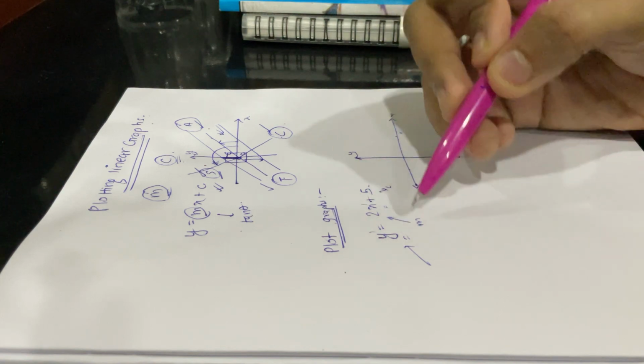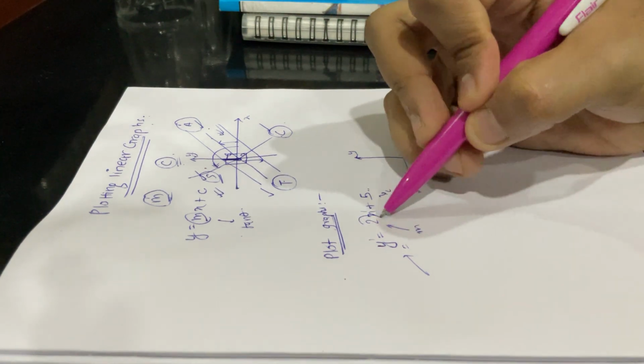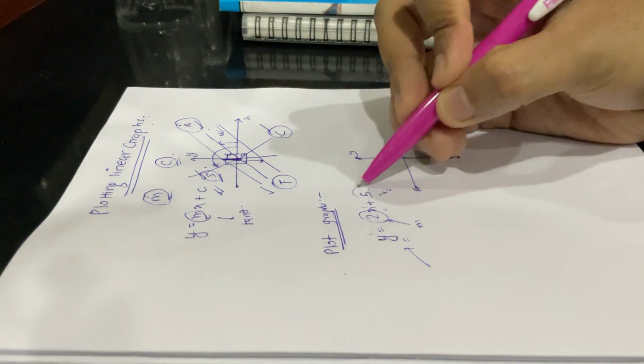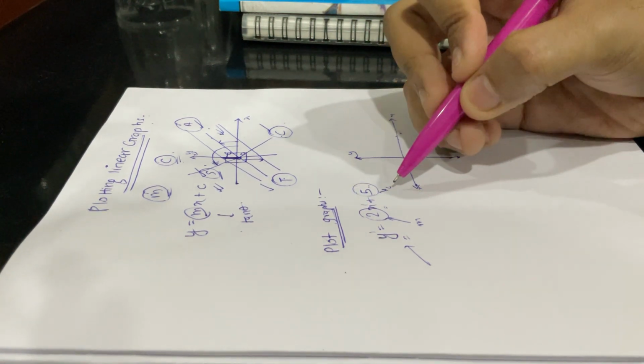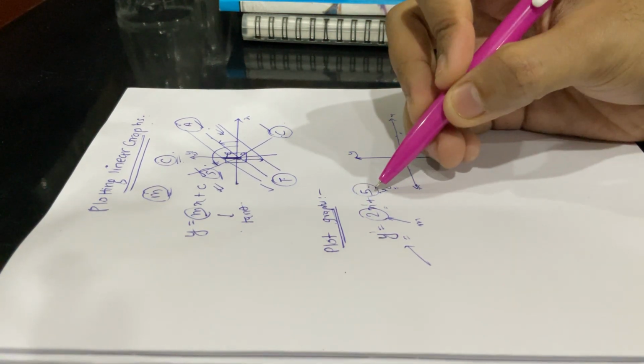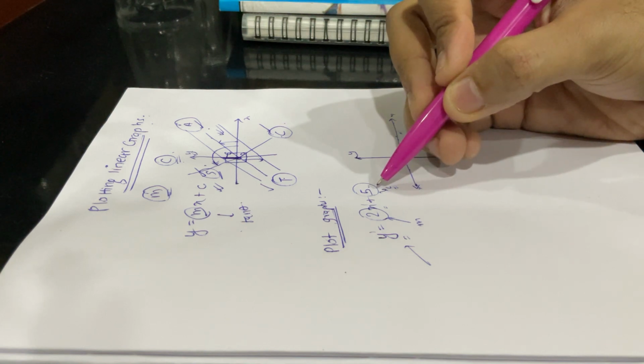We'll be looking into how to plot this particular graph today, y equals 2x plus 5. This is an equation of a straight line. The 2 here denotes m, and the 5 here denotes c. Clearly, we have a positive c, which is nothing but a positive y-intercept.